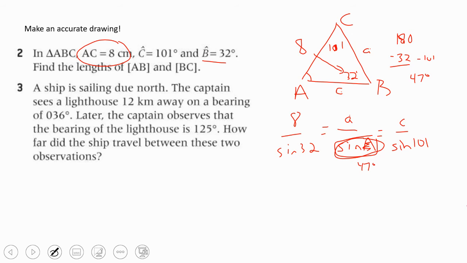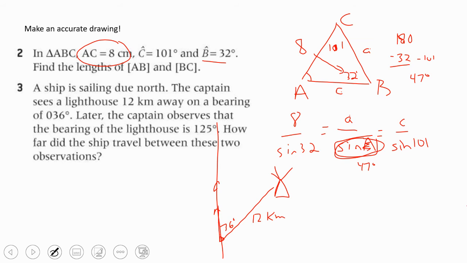The last one has to do with bearings. I just want to talk about this because there's a lot of times you get it in applications of physics and engineering and such. And so there's a boat sailing due north, so it's sailing along here like this. And at a specific point in time, it sees a lighthouse 12 kilometers away. It says on a bearing of 36 degrees. That means this angle right here is 36. Bearings are always done clockwise from the north-south line because you can always find where north is. So that's 12 kilometers. And the lighthouse is right here.